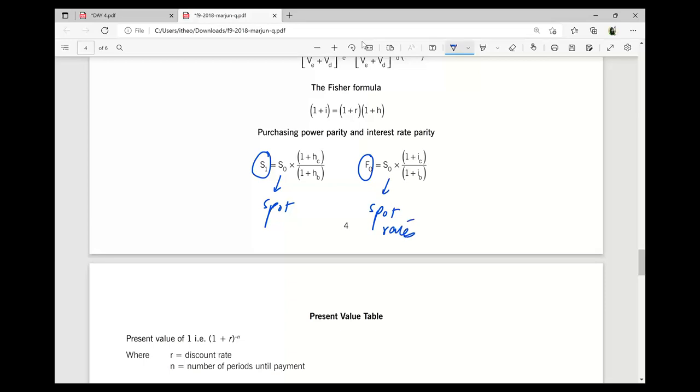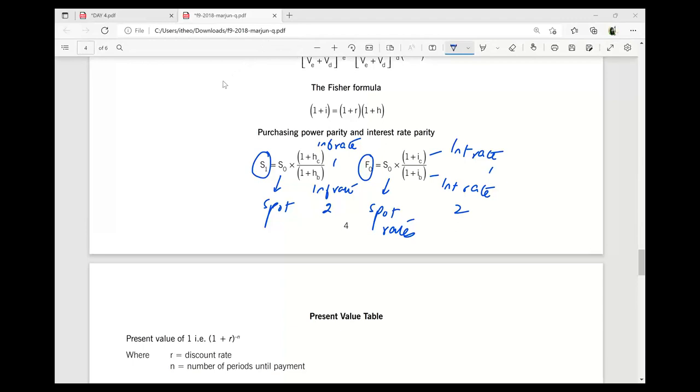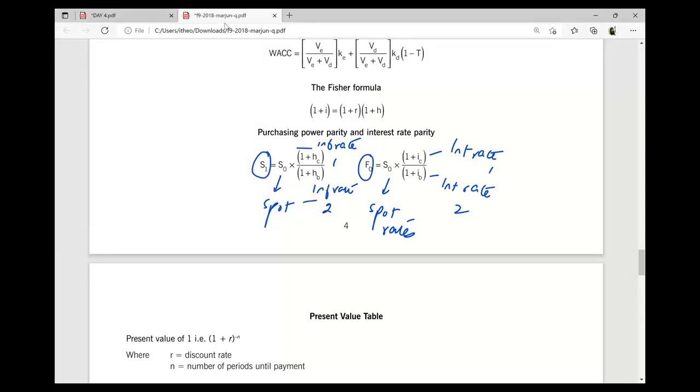Purchasing power parity states S0 times 1 plus HC over 1 plus HB. HC and HB are the inflation rate of one country and the inflation rate of the second country. Whereas in interest rate parity, F0 forward rate is spot rate times 1 plus IC over 1 plus IB. IC and IB are the interest rates of country 1 and country 2. So the formulas of purchasing power parity and interest rate parity are almost the same. Purchasing power parity theory tells you the relationship between forward rates and inflation rates. See, in the formula, it is using inflation rates, whereas in interest rate parity, it's using interest rates.